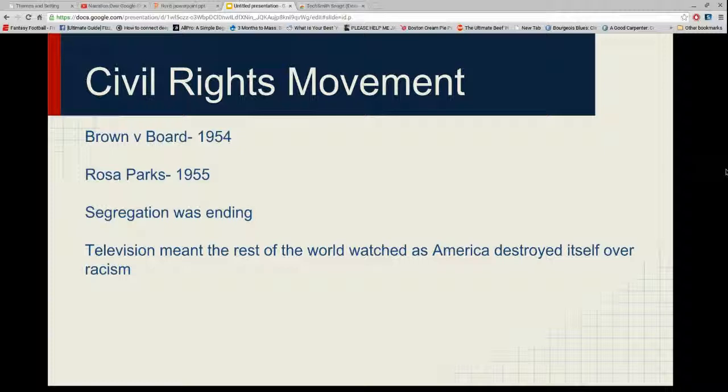And then television meant the rest of the world watched as America destroyed itself over racism. Before the advent of television, people could only hear about what was happening. With television now being so widespread throughout the country and the world, people could see just how bad the violence and racism was, especially throughout the American South.